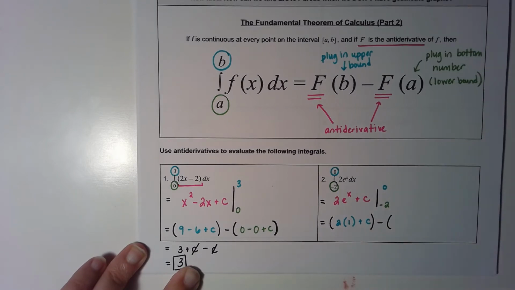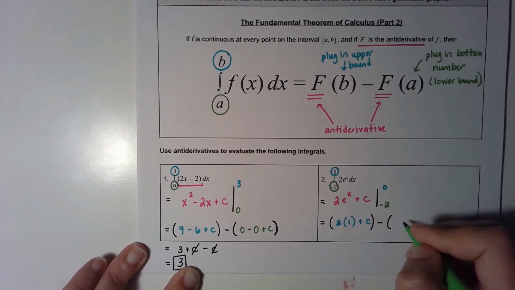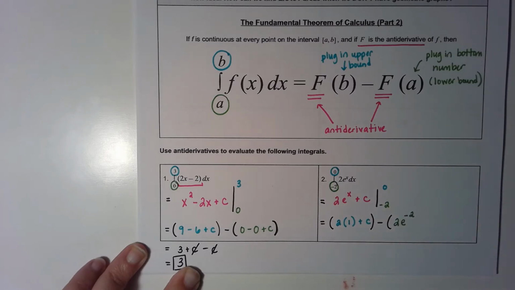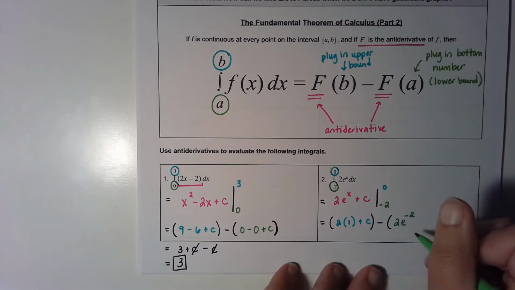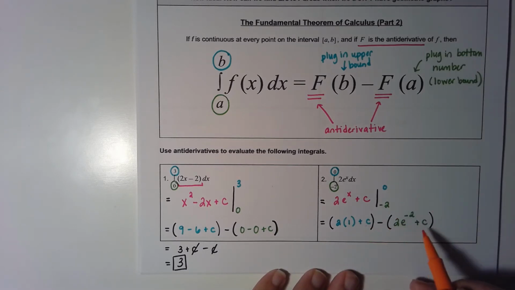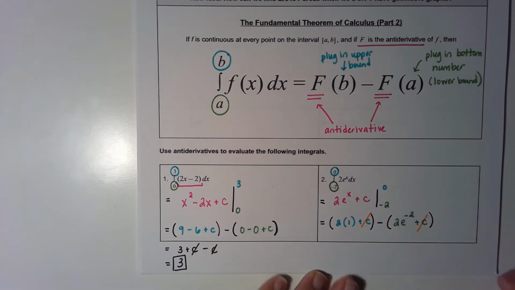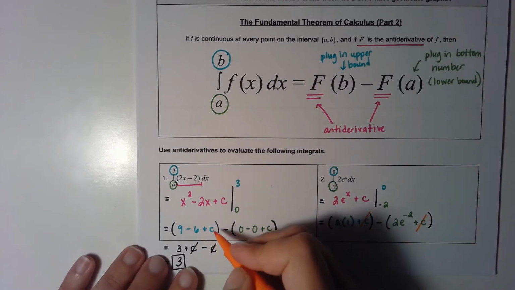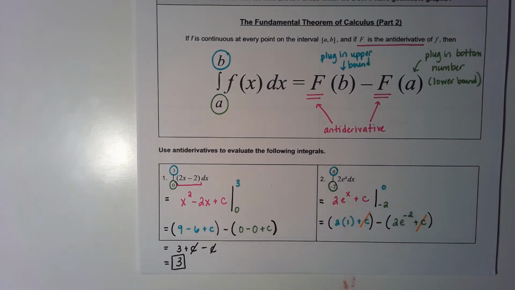minus, when you plug in your bottom number, you're going to get 2 e to the negative 2. You'll notice that it's going to just be e to the negative 2 because that doesn't simplify. It's not something I know off the top of my head, plus c. And now we're going to simplify. One thing that is going to happen here, which happened in the previous problem as well, is that you're going to have the c minus the other c. So the c's are going to cancel here just like they did in the other problem. We just did it later on in the steps.